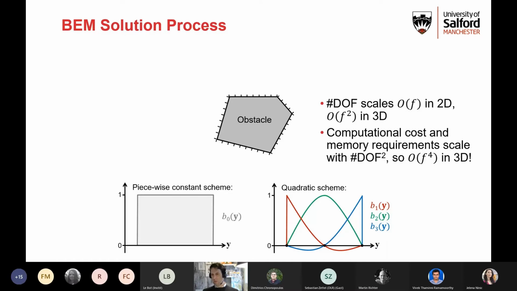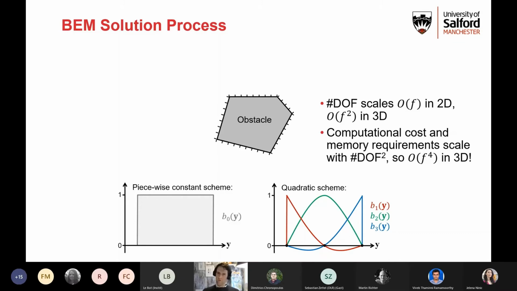And this can be tackled with modern matrix solvers, so it's not that prohibitive. I've certainly done simulations myself with a package called BEMPP, where you use H matrix compression, and that gets the computational cost down from order F to the 4 back down to more like order F to the 2. So this isn't a game changer, but if we can do something about the degrees of freedom, that would be good. And so that's what I'm going to look at.